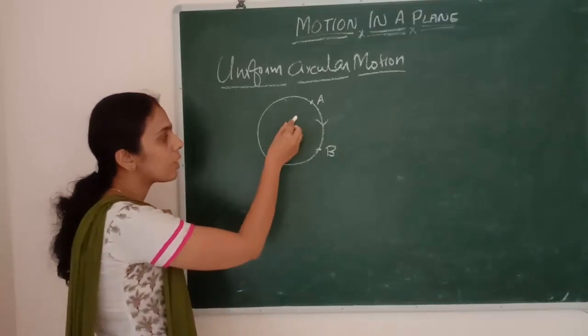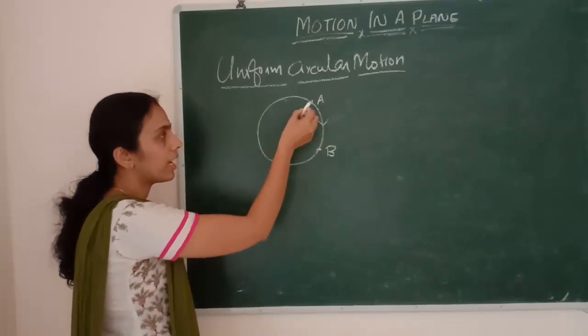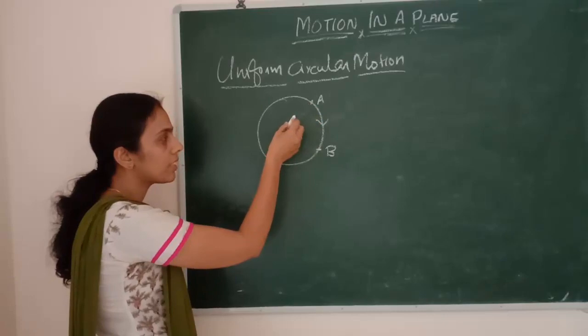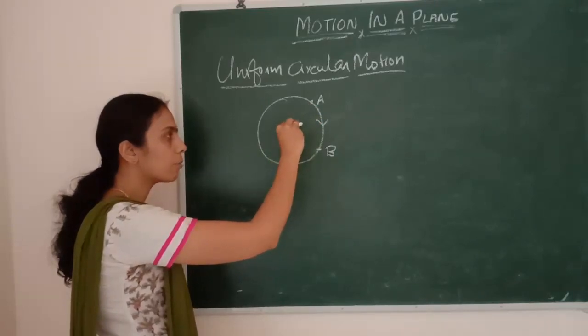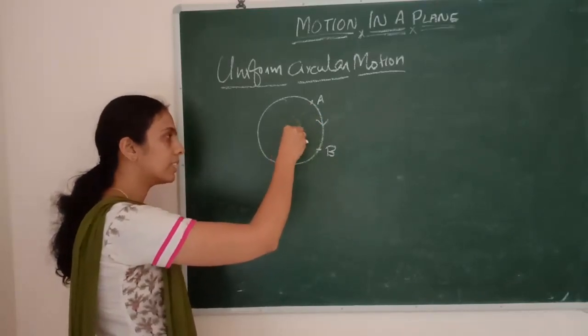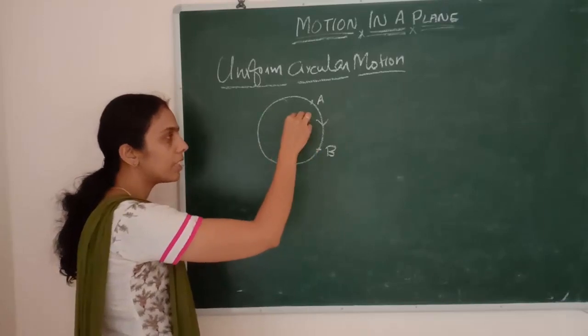See, suppose an object is at this position A. If the object is at this position, in circular motion it is covering this much distance, isn't it, from here to here.